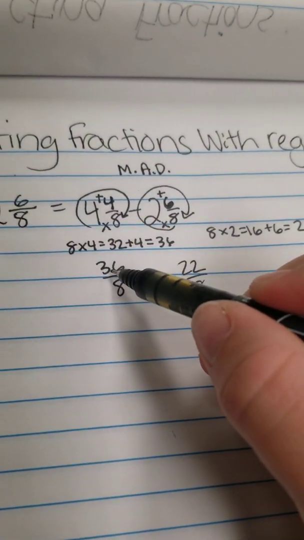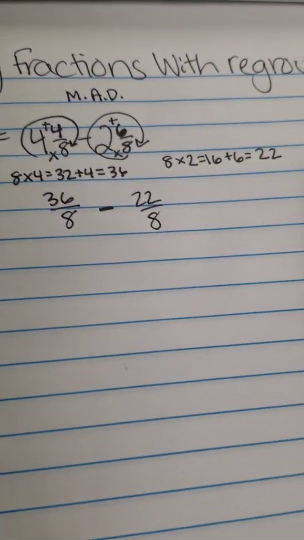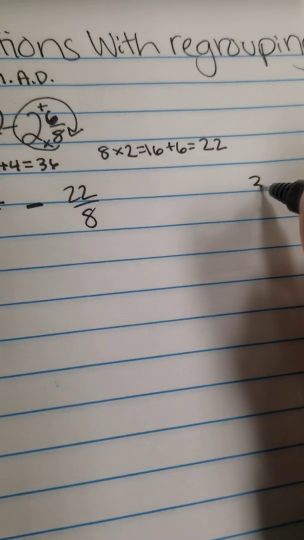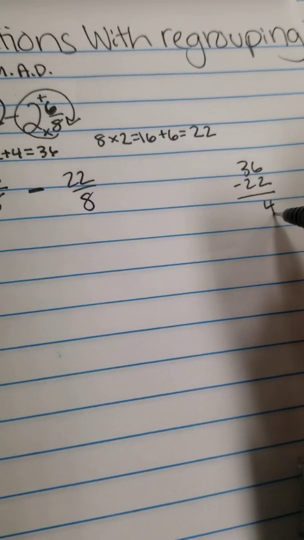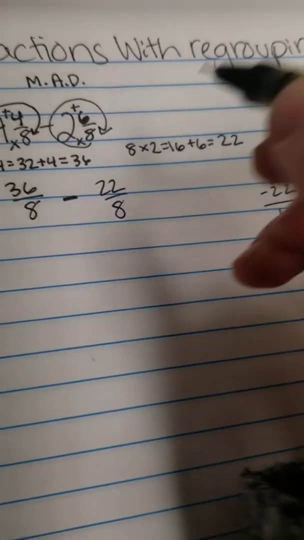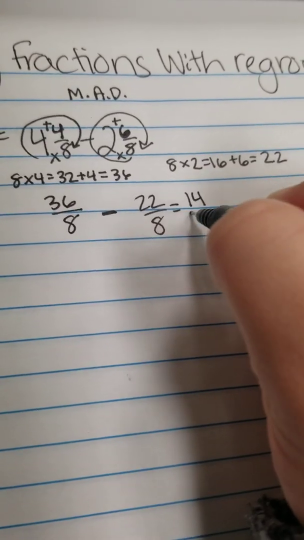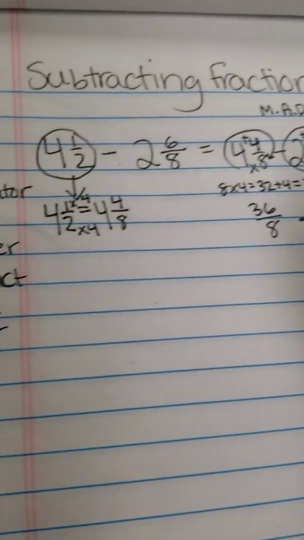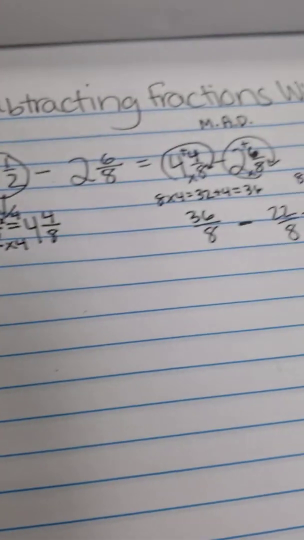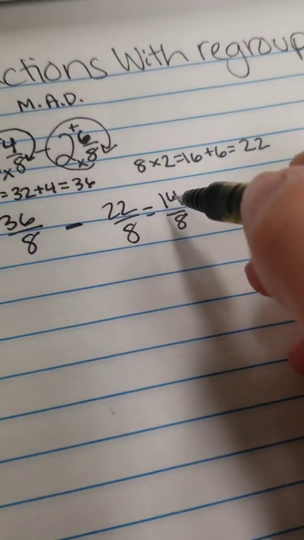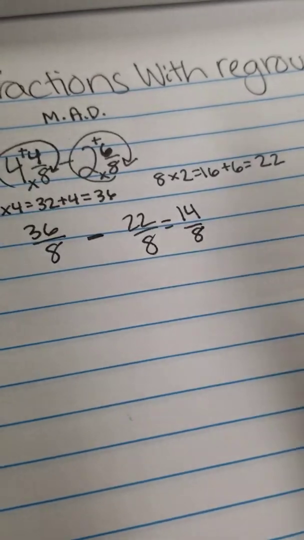Okay, so 36 minus 22. A lot of times it's easier to go off to the side to do that. 6 minus 2 is 4. 3 minus 2 is 1. So I have 14. So that equals 14/8. Now the last step is to make it back into a proper fraction. Okay, so 14 divided by 8.